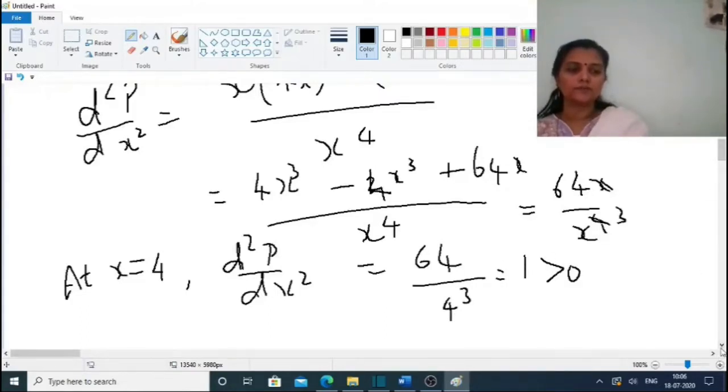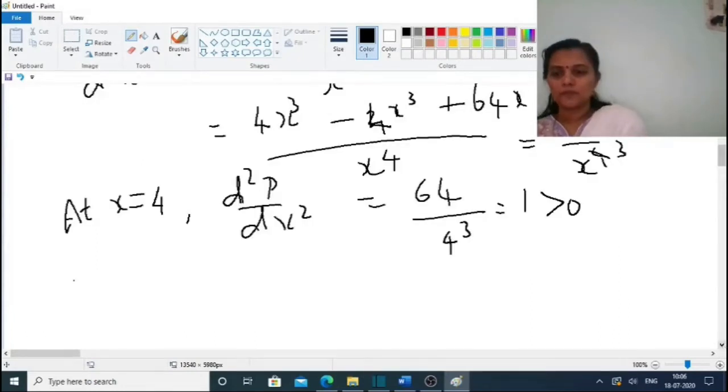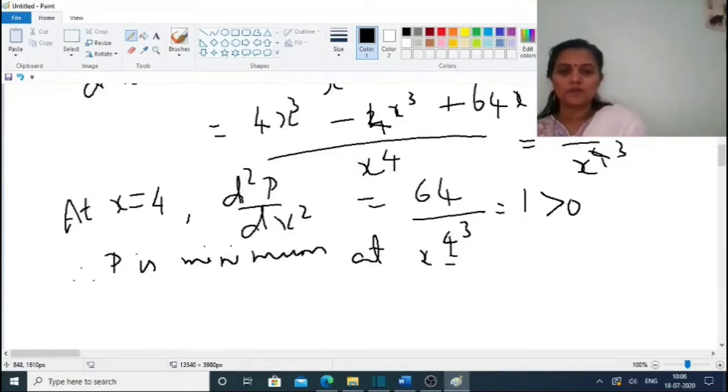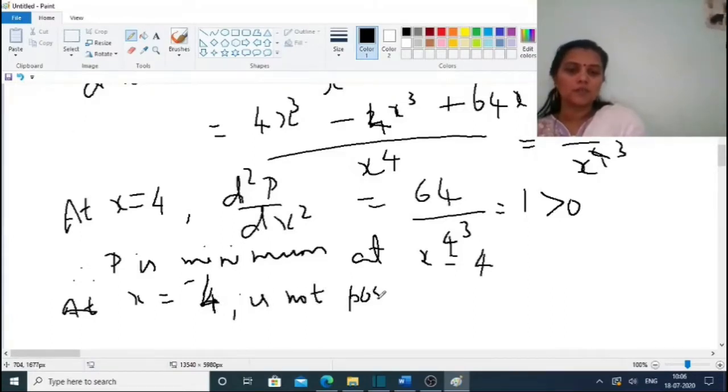Therefore p is minimum at x equal to 4. Now x equal to minus 4 is not possible, as x is a length of a rectangle. So only x equal to 4 we have to consider.